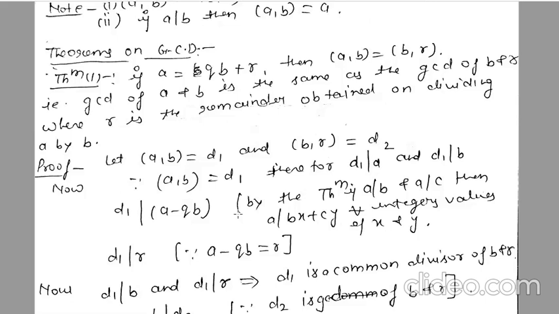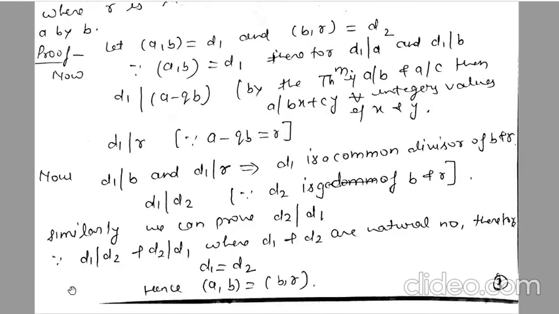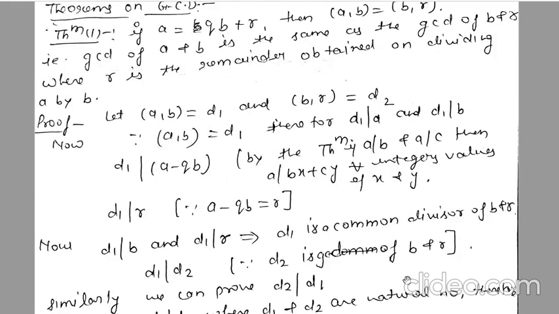So by the theorem, we can say D1 divides A minus QB. By the theorem, if A divides B and A divides C, then A divides Bx plus Cy for integer values of x and y. That means D1 divides A minus QB, right? And A minus QB is equal to R. That means D1 divides R. So now D1 divides B and D1 divides R. This implies D1 is a common divisor of B and R.